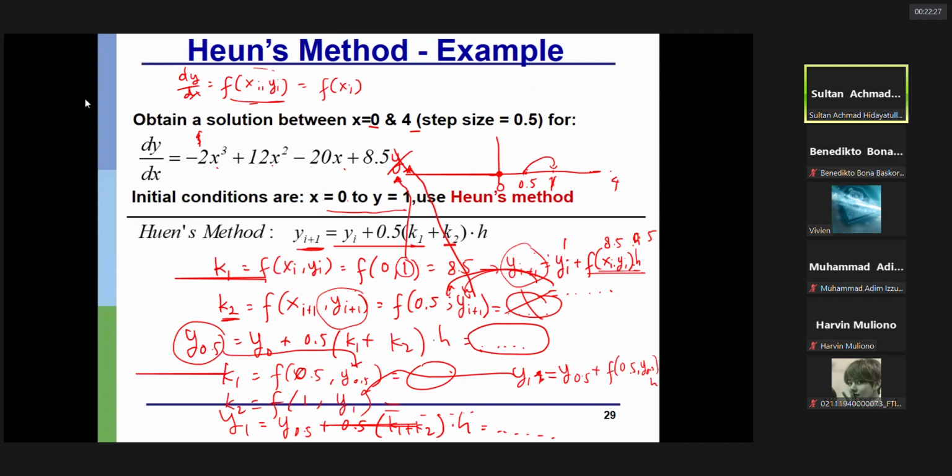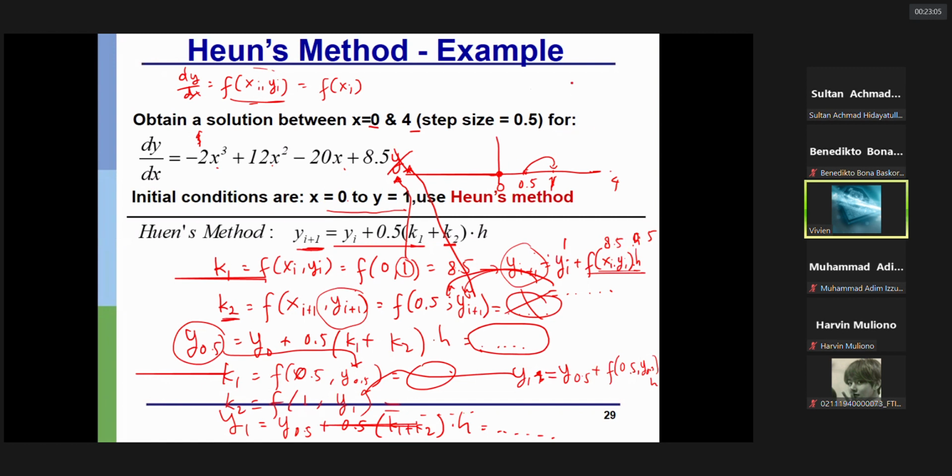For the process that we determine the value of K2, we always use K2 equals f(xi+1, yi+1). Yeah, we always use this one. So we always use that K2 value.